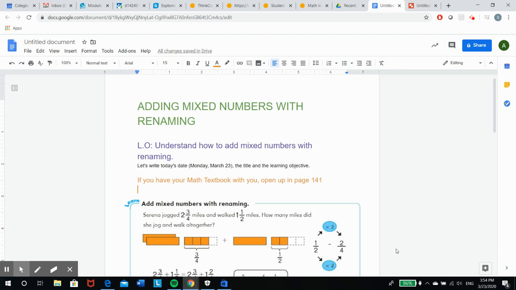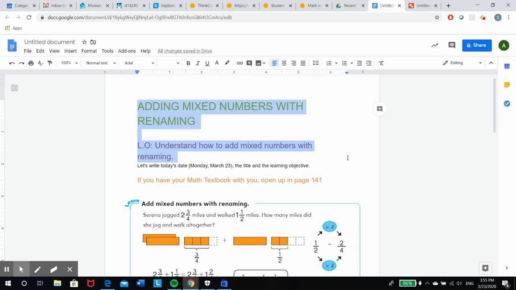Good morning, everybody. Today we are going to learn about how to add mixed numbers with renaming. The learning objective will be for you to be able to understand how to add mixed numbers with renaming. I'm going to ask you to open up your math notebook on a new page so you can write today's date and this title plus the learning objective on top, okay?